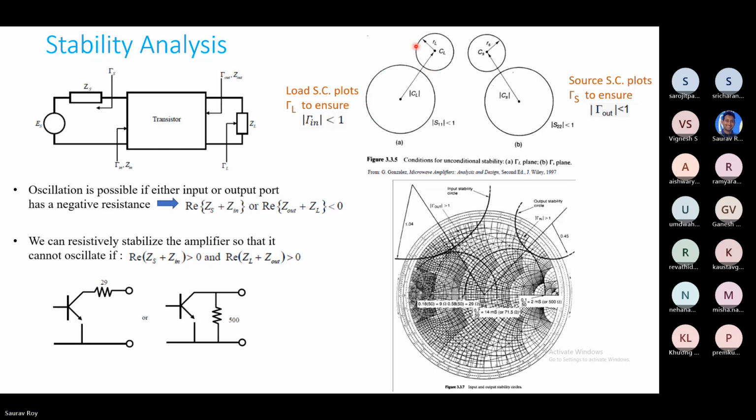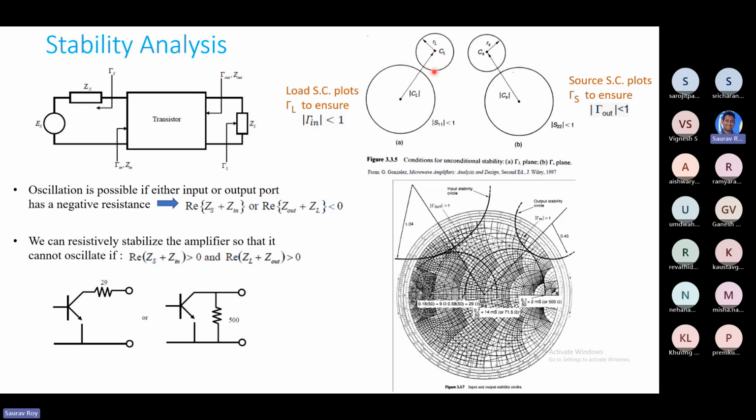Okay. So the only thing is, inside this load stability circle, it is unstable. That is what you have to remember. Inside this circle, it is unstable. Outside, it is stable. Similarly, at the source side, this is the circle where you plot gamma s. Inside this, it is unstable, but outside this it is stable. So ideally, we need to have a plot like this.